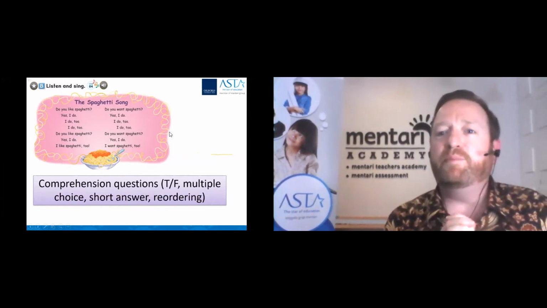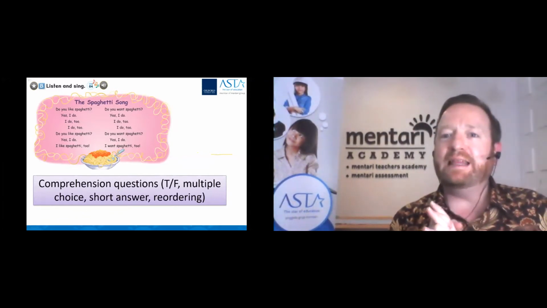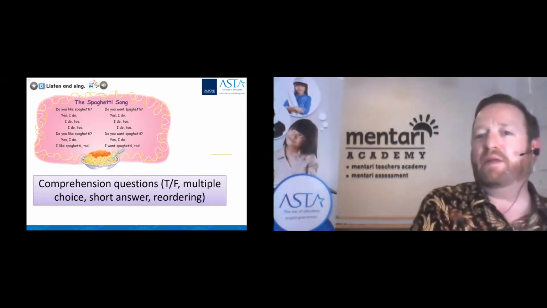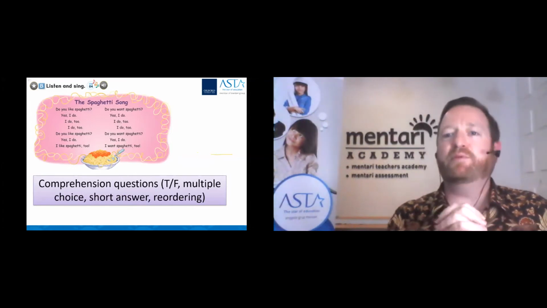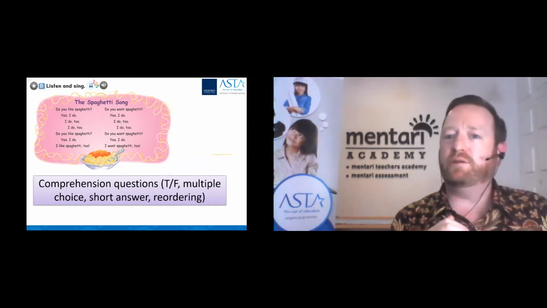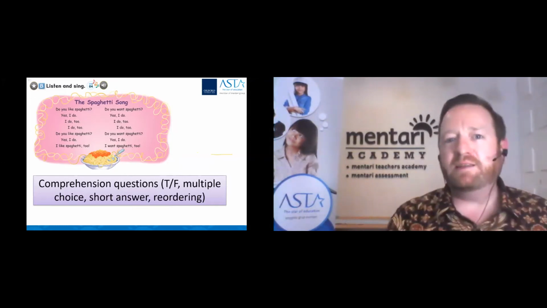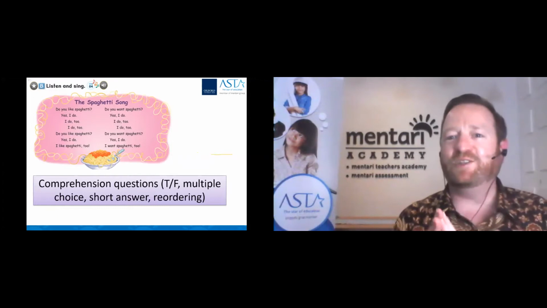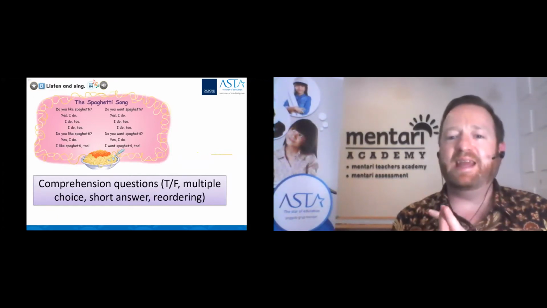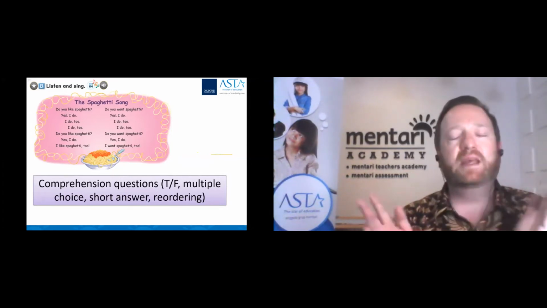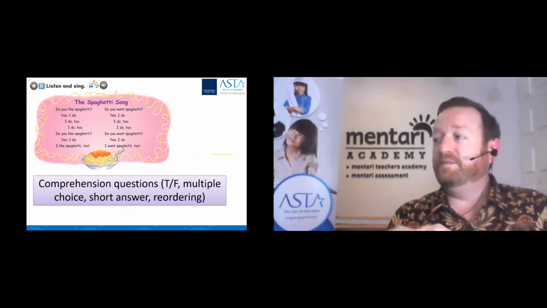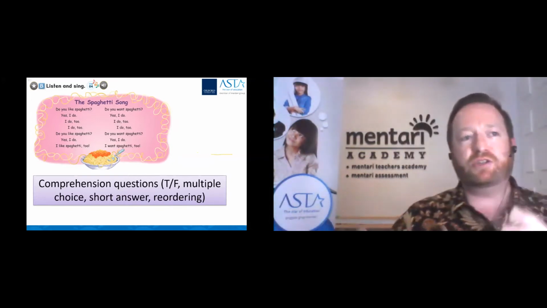Also, for upper primary especially, you can get them to write comprehension questions about the song to give to other students. So for example, I asked my students, okay, everybody, I want you to write one question, just one. That means in my class of 20 or 30 people, it doesn't take too much time. And it can be a true false, it can be multiple choice, it can be whatever, but it's just one question. And then I say, okay, Jane, could you please ask your question to Mary?